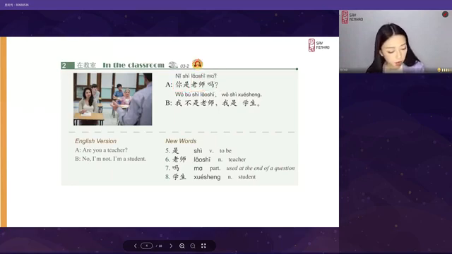And when I put a ma after it, it becomes a question, right? It is always at the end of a question. So then this question is, are you a teacher? Are you teacher? 你是老师吗? Are you teacher? So it is really easy to ask a question in Chinese because we just need to put a particle after it. And then the sentence will become a question.